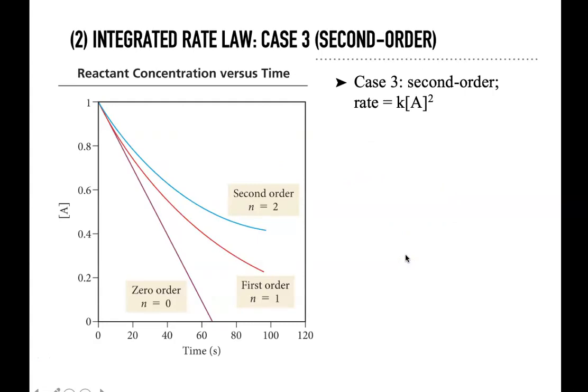The third relationship is the second order rate. The rate is k times A squared. In this case, the concentration of A decreases most rapidly. The slope is the instantaneous rate, and as A decreases, the rate decreases even more rapidly, because it is proportional to the square of A.